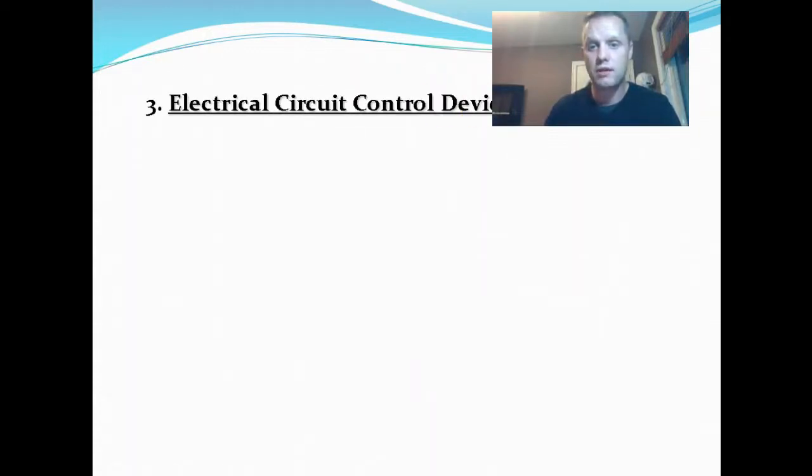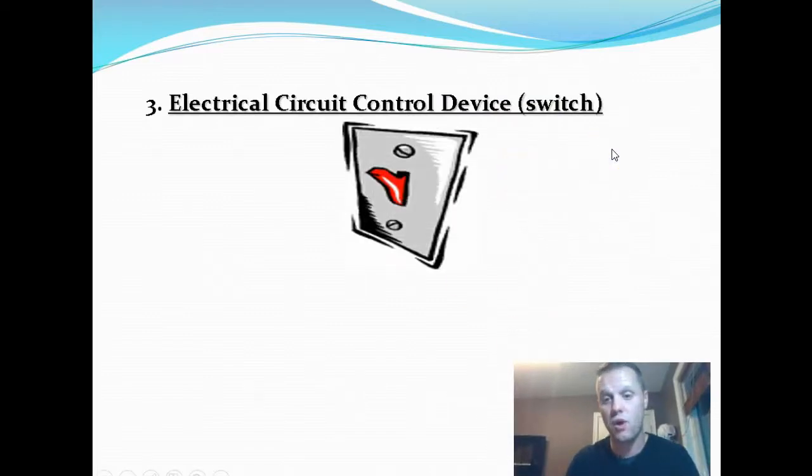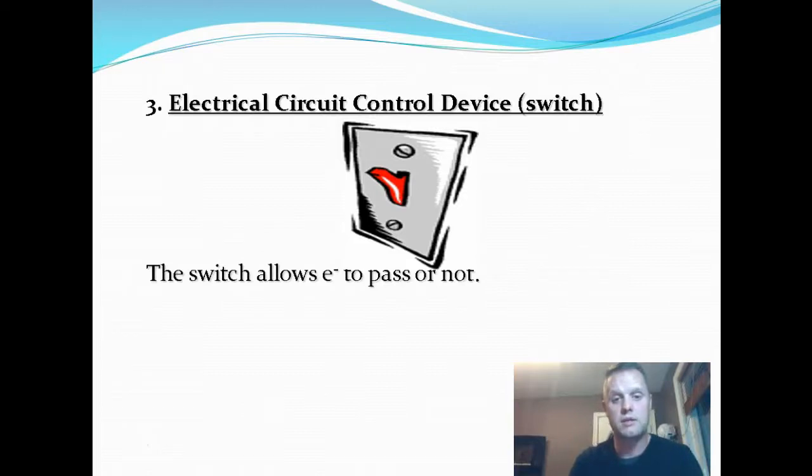And then you have a switch, and a switch breaks the circuit and completes the circuit. It turns on the circuit and closes the circuit. So when you flip the light off, you're actually cutting the circuit. When you flip it on, you're turning the light on. The switch allows electrons to pass or not.